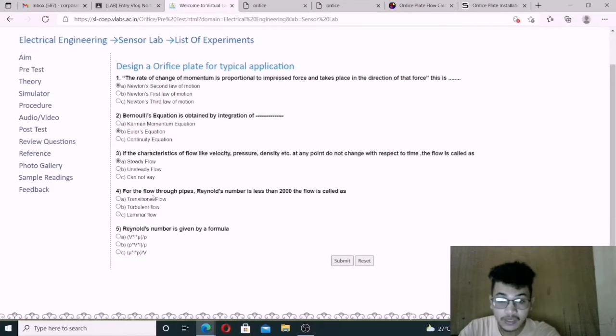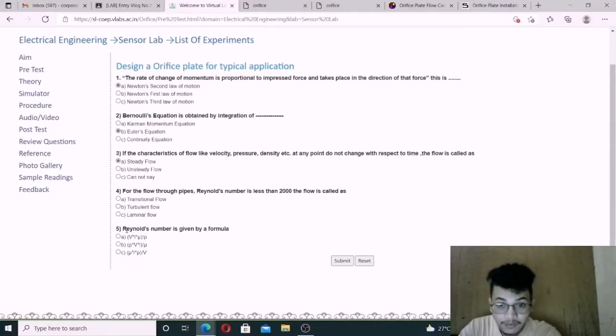Fourth question: for the flow through pipes, if the Reynolds number is less than 2000, the flow is called as what? We know that as the Reynolds number increases, the flow will become turbulent. For Reynolds number less than 2000, the flow is laminar, and for Reynolds number between 2000 and 4600, the flow is transitional. But for Reynolds number greater than 4600, the flow is turbulent, meaning that the flow has eddies.